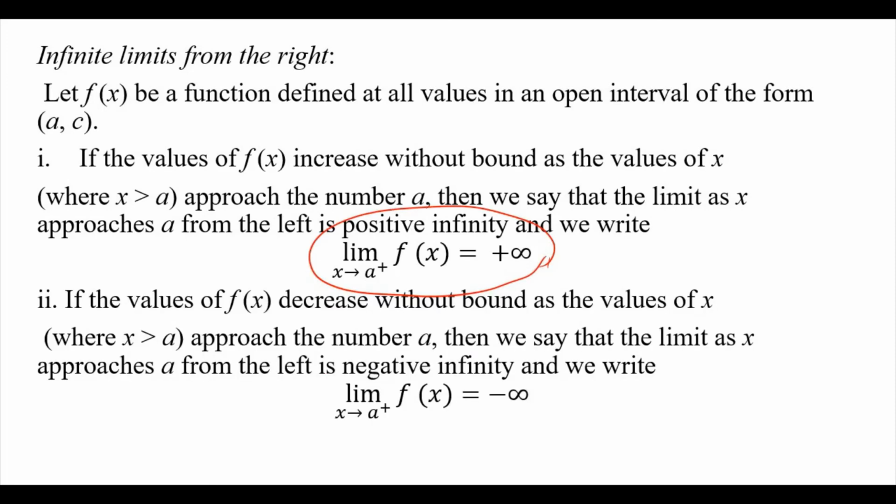If the values of f of x decrease without bound as the values of x, where x is greater than a, approach the number a, then we say that the limit as x approaches a from the right is negative infinity, and we write it in this format.